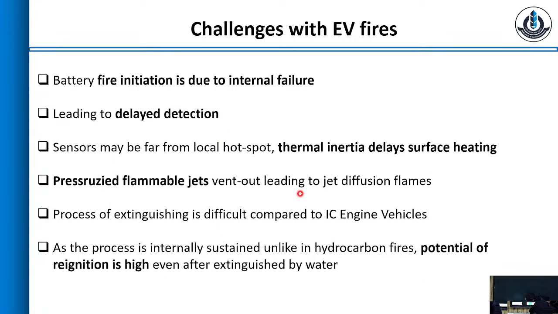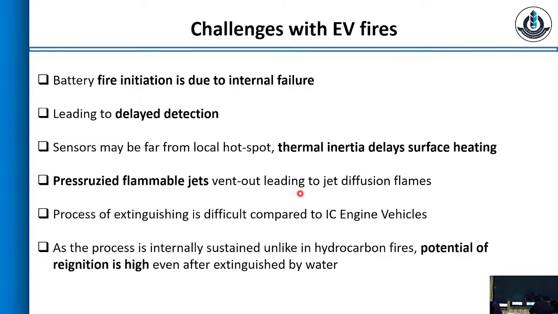So first of all, battery fire initiation is happening internally, right? With the SEI breakage, separator breakage. It is happening. Everything is internal. So from outside, you will not be able to detect any of these kind of features, the initial feature. So that leads to a delayed detection. Unless your battery temperatures are going very very high, or you are actually seeing some kind of a high pressure gas venting out, you will not be able to detect it.